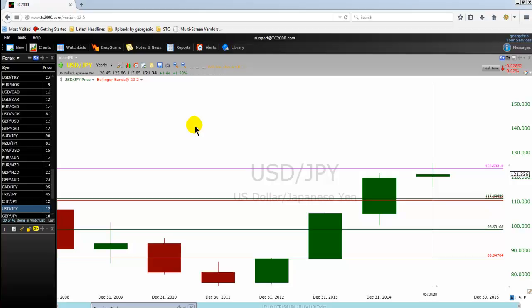So if the Federal Reserve is putting up interest rates, that will propel the dollar yen to the upside. If the Federal Reserve is cutting interest rates, that will push down the dollar yen. So the number one factor that influences the dollar yen is the US Federal Reserve. As you can see on this chart, on the yearly chart, from 2008 to 2011, the Federal Reserve was printing the dollar, was devaluing the dollar, was cutting interest rates.